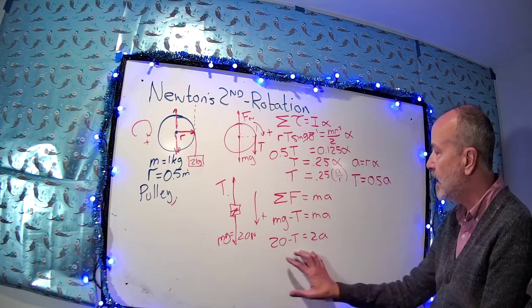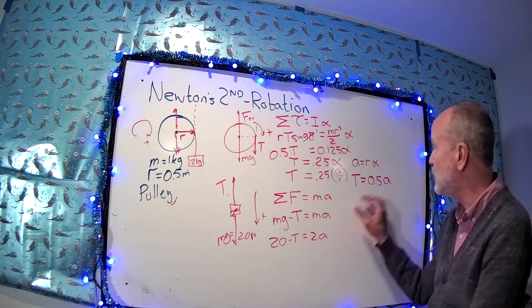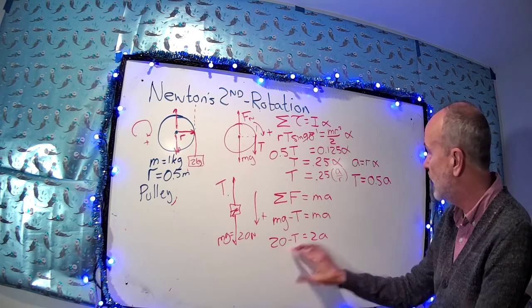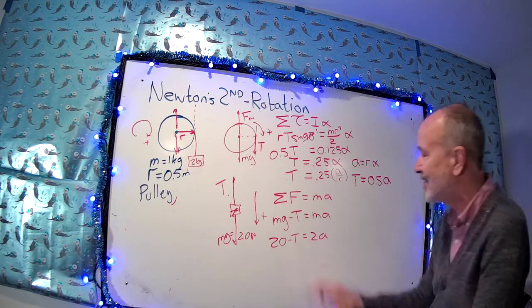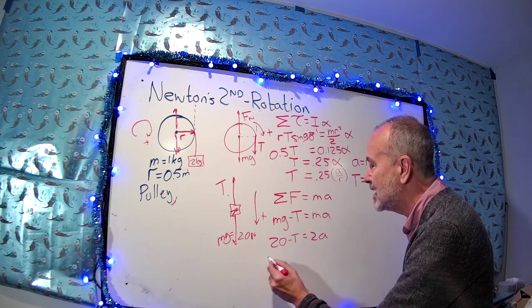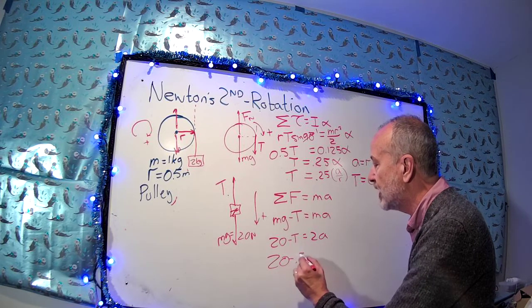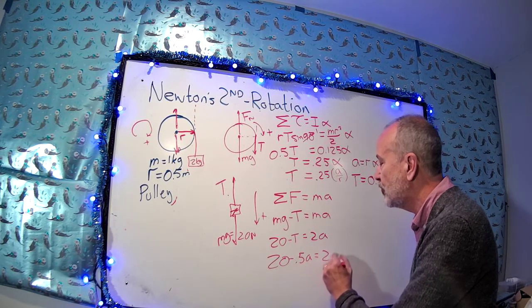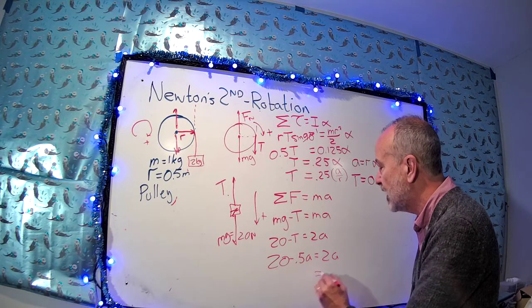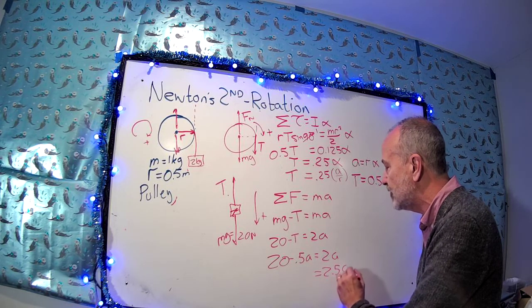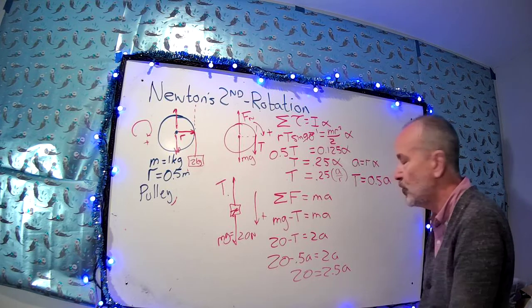Now I can do a couple of things. I can use 0.5a and substitute it in there. And so I have 20 minus 0.5a equals 2a. If I add 0.5a to both sides, I get 2.5a. 20 equals 2.5a.